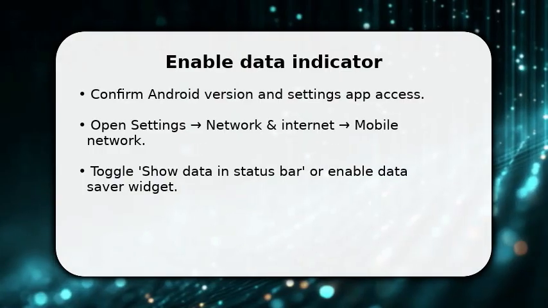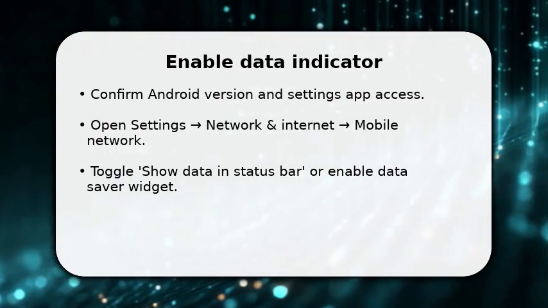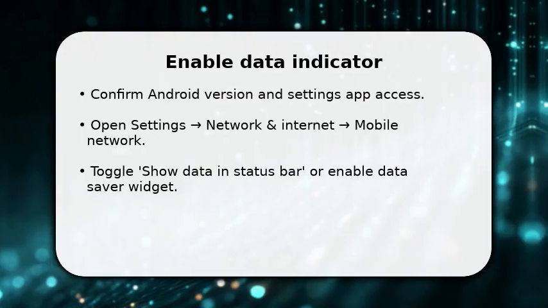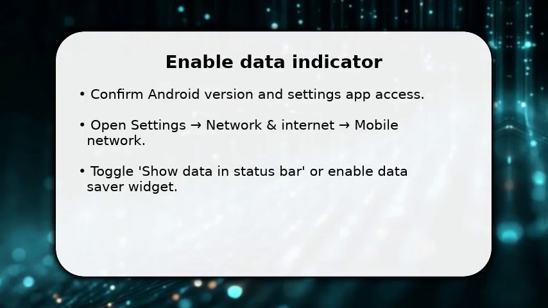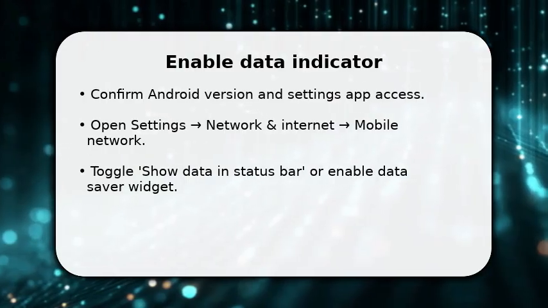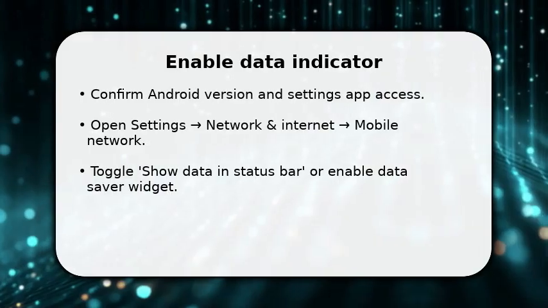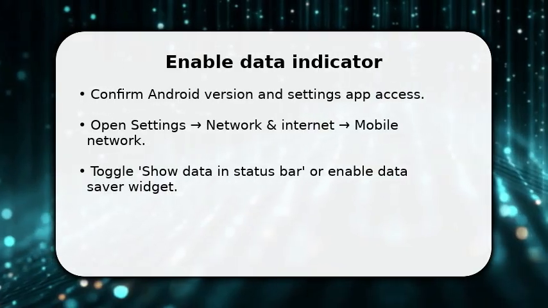You begin by confirming your device supports a live data indicator. Many modern Android skins include it. Open Settings and go to Network and Internet, then Mobile Network so you're in the right place. Once there, locate the option labeled to show mobile data in the status or notification bar and toggle it on.